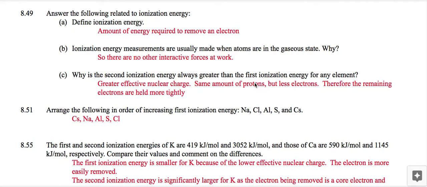The number of protons is the same, so we have a greater effective nuclear charge. Remove electrons, greater effective nuclear charge. It holds on to those remaining electrons more tightly. Here's the increase in ionization energy. So ionization energy increases going this way.